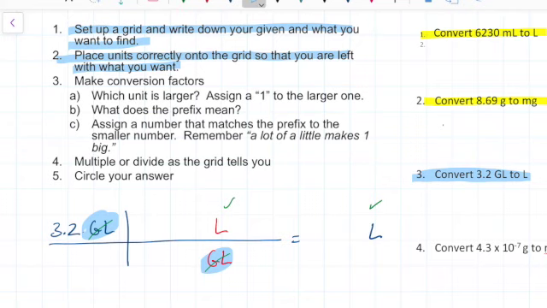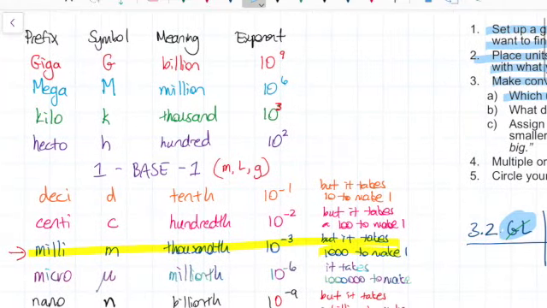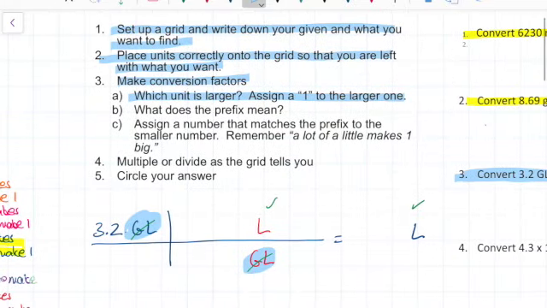Now I need to make a conversion factor. I ask myself which unit is larger and I assign a 1 to the larger one. Okay, out of gigaliter and liter. Well, gigaliter might be a new prefix in your life, so let's go back over here. And here's giga, and here's liter. Gigaliter is a whole lot bigger. It's 1 billion times bigger than a liter. So it's the big one, and the big one gets the 1.